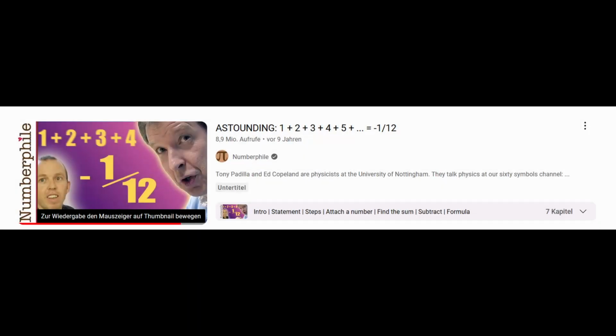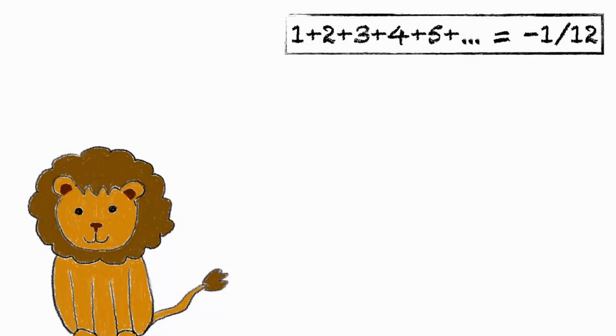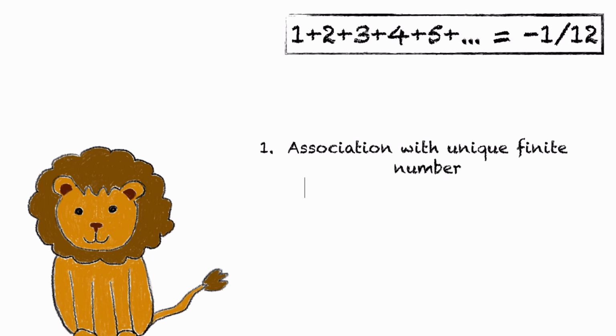A few years ago, the popular YouTube channel Numberphile posted a video on the subject in which they perhaps exaggerated the association of -1/12 with this sum, stating that it was actually equal to -1/12, which sparked a huge debate among maths enthusiasts. To resolve the matter, in mathematics, for an infinite sum to be equal to a finite value, 2 things must be given. Association with a unique finite number, that part we have given here, and convergence of the sum to that unique finite value. Trivially, the convergence is not given, and only the association remains.